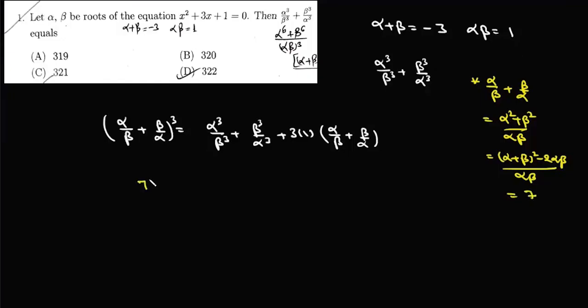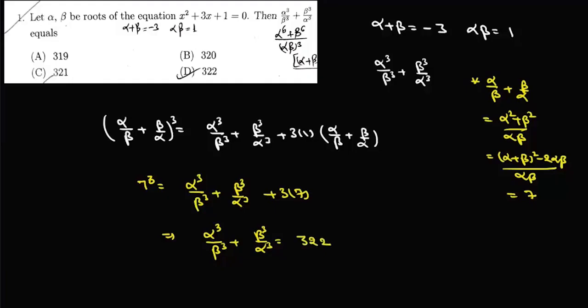So now we can write this as 7 cube, and this we need to find out: alpha cube upon beta cube plus beta cube upon alpha cube plus 3 into 7, and if we rearrange, we'll get alpha cube upon beta cube plus beta cube upon alpha cube as 7 to the power 3 minus 21, and that'll be 322, and that's your option D.